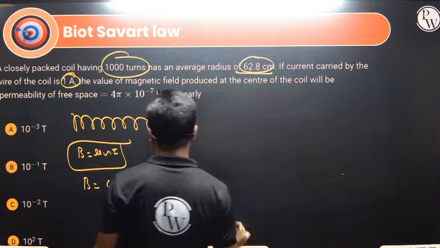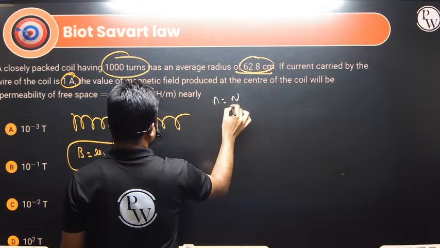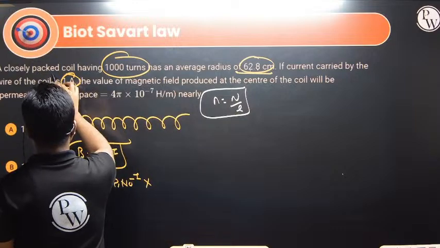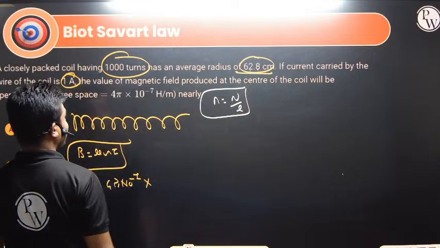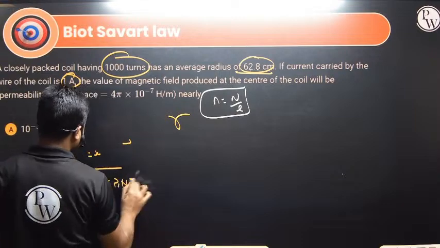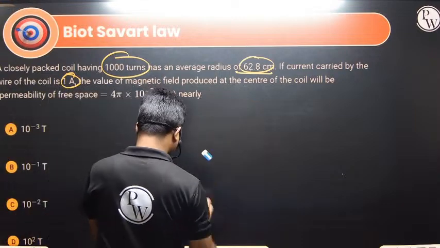So we can solve this particular question like N is capital N divided by length. N is the number of turns per unit length. There they mention a closely packed coil having 1000 turns has an average radius of 60. Okay, so this is not the question of the solenoid. Just a second. This particular question we'll be solving using this coil also.